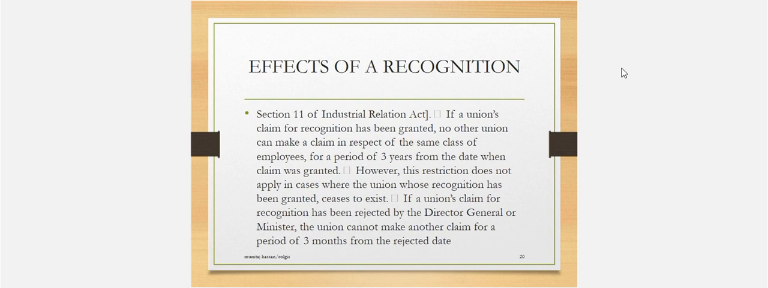Here the union cannot make any claim for a period of 3 months, because sometimes there are a few applications for recognition. Okay. So if there's one class already given the recognition, you cannot again ask for the particular class or particular group of the workmen. Okay. So if it is rejected by the Director General, you have to wait for 3 months and send a new application. So this is under section 11.